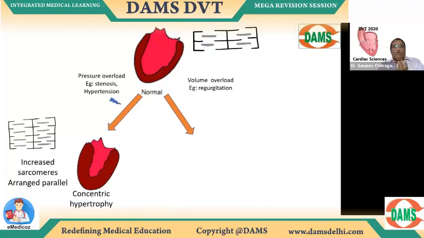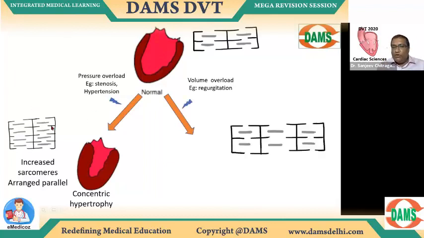Whenever there's a volume overload, what does the heart do? First, ventricles are usually compliant, meaning they will end up dilating to accommodate the blood. So when volume overload is there, the ventricle becomes compliant, but because there is more volume, your ventricle has to perform more function to pump the blood. So there will be another type of hypertrophy happening here.